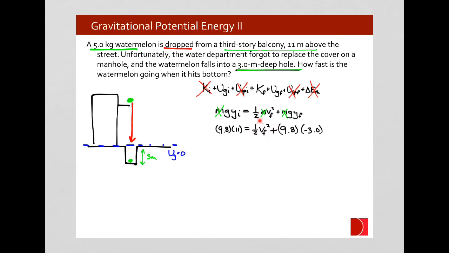When we want to solve for the velocity, we'll have to move this term over, and we see that we're going to get a combination of those two terms. And in fact, you could rewrite this as 9.8 times 14, where 14 here is the total distance dropped by the watermelon. So it doesn't matter if you treat it as from 11 meters above the reference to 3 meters below, or a total drop of 14 meters. You're ending up with the same value right there.